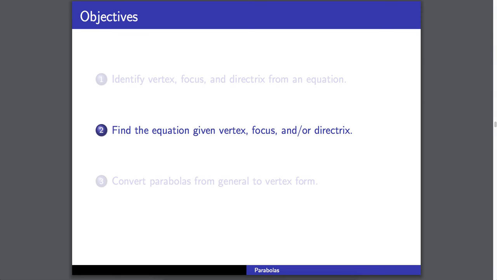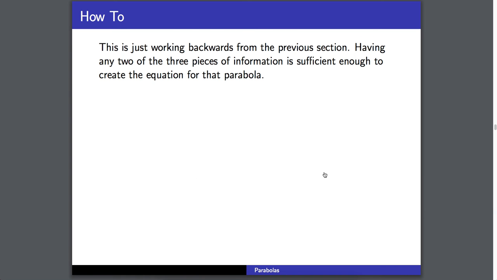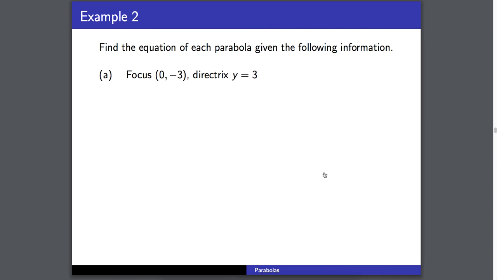Hi, in this video we're going to look at finding the equation of a parabola given a vertex, focus, or directrix. So this is just working backwards from our previous video. Having any two out of the three pieces of information is enough to be able to create the equation for that parabola. So example 2, we're going to find the equation of each parabola given the following information.